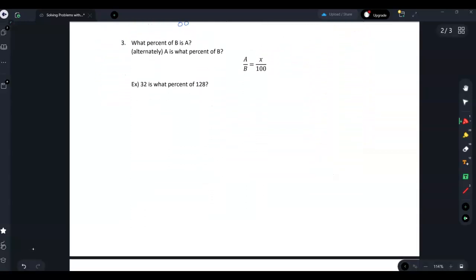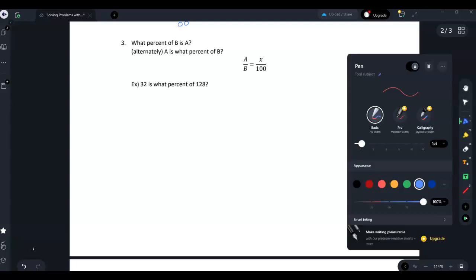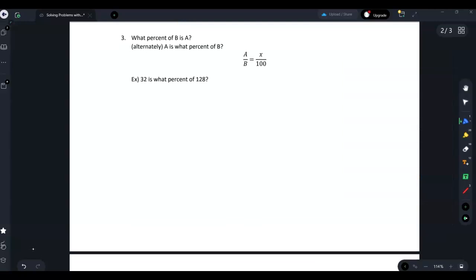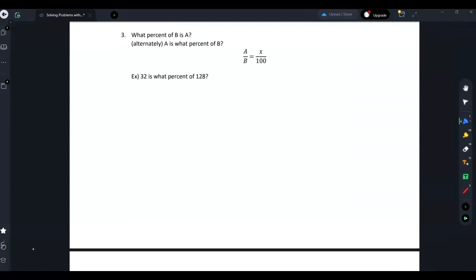One more, and then we'll move on to story problems. So we've done problems where we were looking for the "is" part, and now we've done problems where we're looking for the "of" part. The only type of problem that remains is problems where we're actually looking for the percent. So we know the "is" part, we know the "of" part, we don't know the percent.